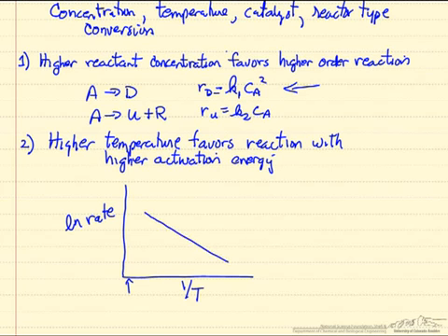For a different reaction, the line might look like this. This is the one with the higher activation energy, it has a steeper absolute value of the slope, and so as I go to higher temperatures, I'm going to favor this reaction over this reaction. So where these lines cross depends on the rate constant, the pre-exponential factor in the rate constant, but we're favoring the reaction with the higher activation energy.